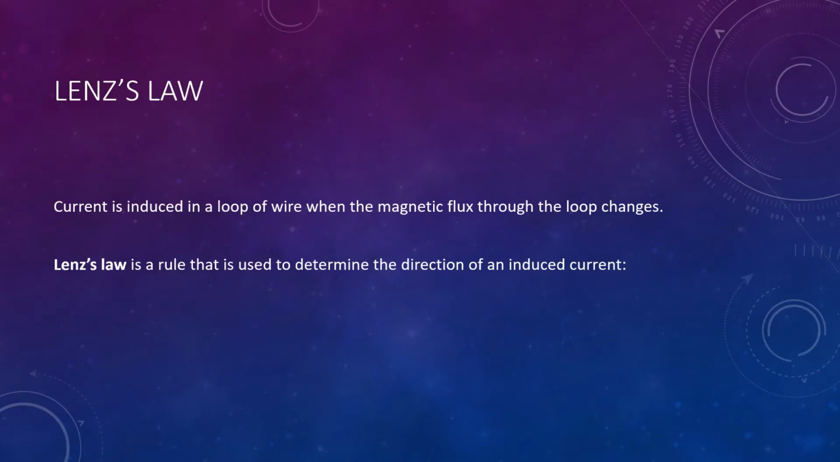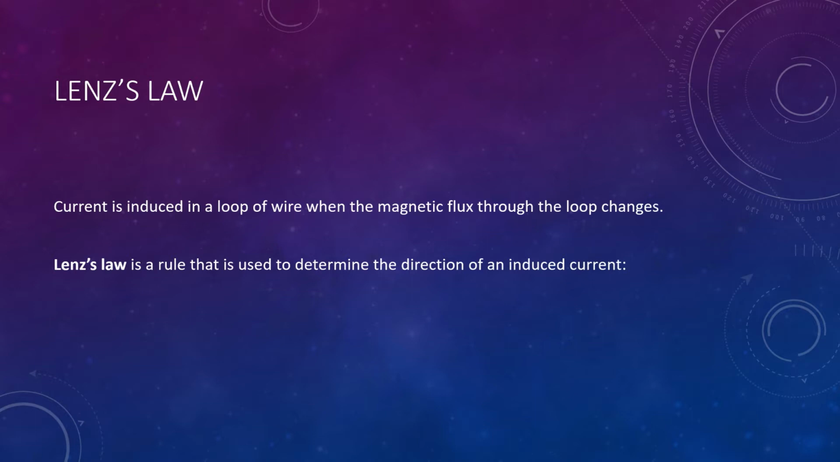So, as a bit of a recap again, recall that current is induced in a loop of wire if and only if the amount of magnetic field is changing. In other words, if the magnetic flux through the loop changes. Lenz's law basically is an addition to this.